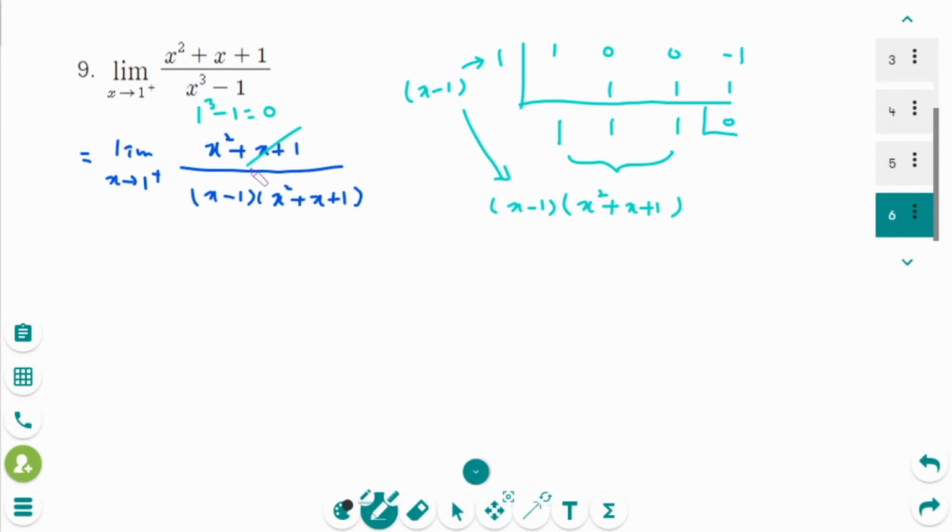Then cancel the common factor. So limit x approaches 1 from the right, 1 over x minus 1. And then 1 from the right means 1.00001 minus 1 equals 0, but actually a little bit greater than 0, which means 0 from the right. So it's 1 over 0 from the right side. So final answer is infinity.